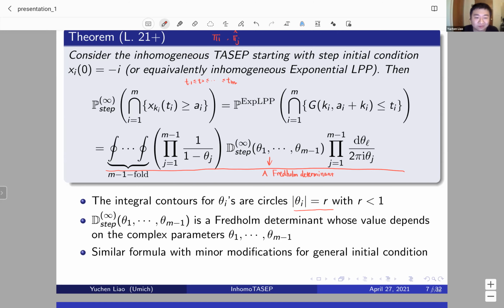So basically, this I stated for step initial condition. The same formula works for general initial condition with very minor modification of this Fredholm determinant part. One only needs to change one position of the kernel of this Fredholm determinant. So that's the structure. It's to be expected because if you consider the endpoints and you fix the first one, then the conditional law of the remaining things doesn't depend on the initial data, essentially.